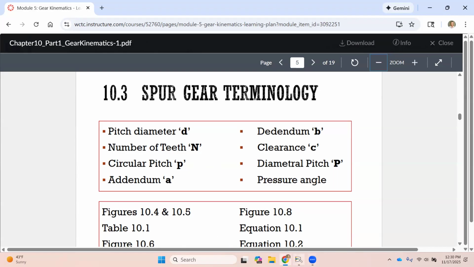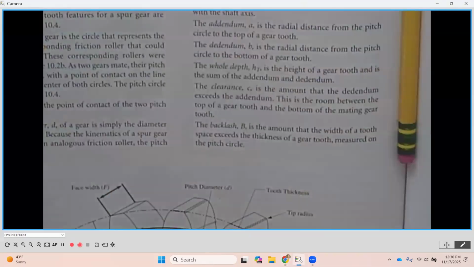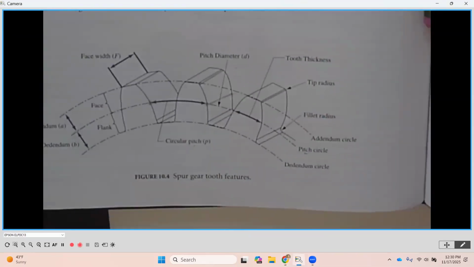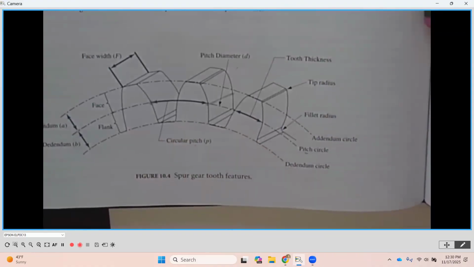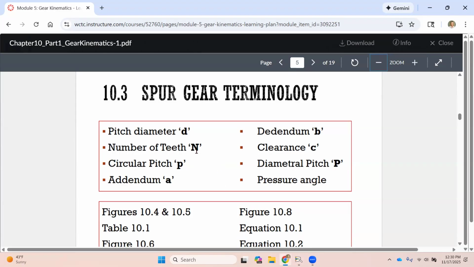We talked about circular pitch. Oh, and number of teeth. The number of teeth is simply going to be physically counting around the perimeter of the gear or the pinion, how many teeth are on there. And you're going to notice here that we call that out with the letter, a capital letter N.